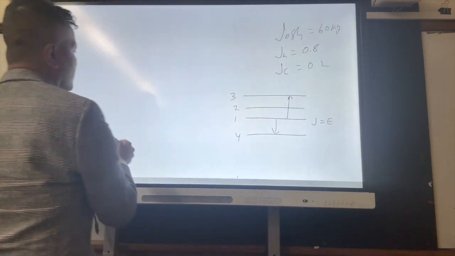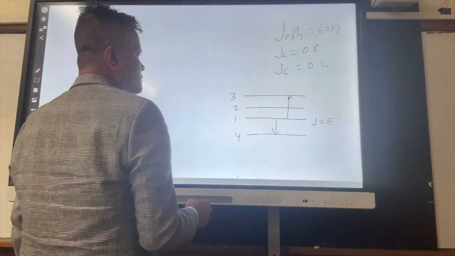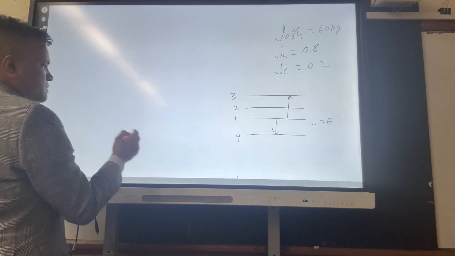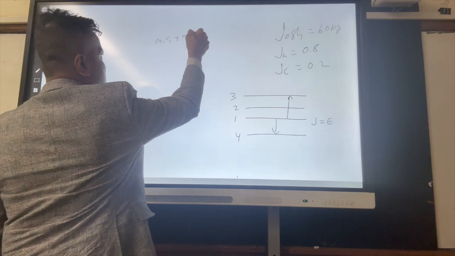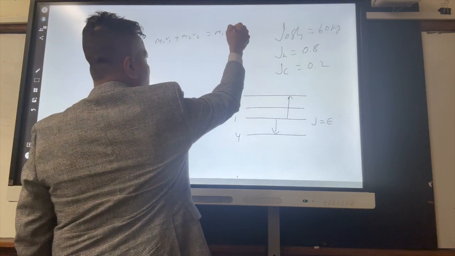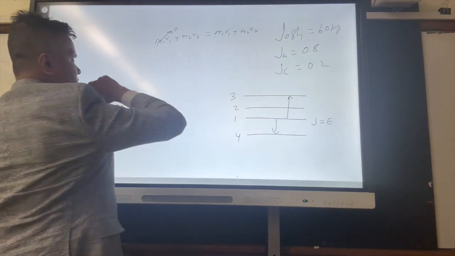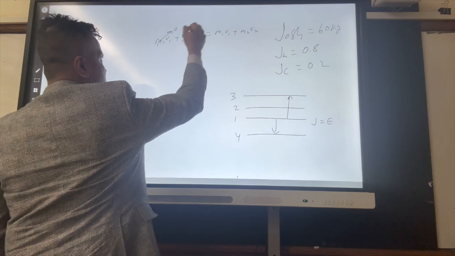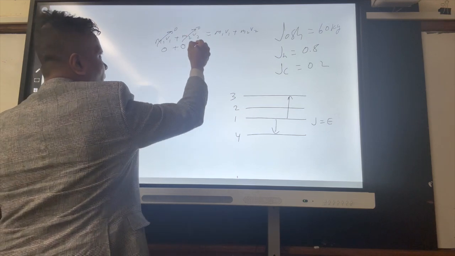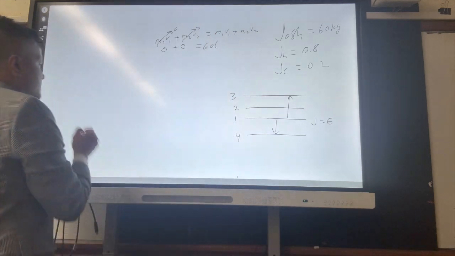What does that mean? You have to find the velocity of Josh. Remember, M1 V1 plus M2 V2 is equal to M1 V1 plus M2 V2. Before Josh jumps, his velocity is 0. Before Josh jumps, the Earth's velocity is 0. So 0 plus 0. We need Josh's mass, which is 60. We need Josh's velocity. Let's find it.